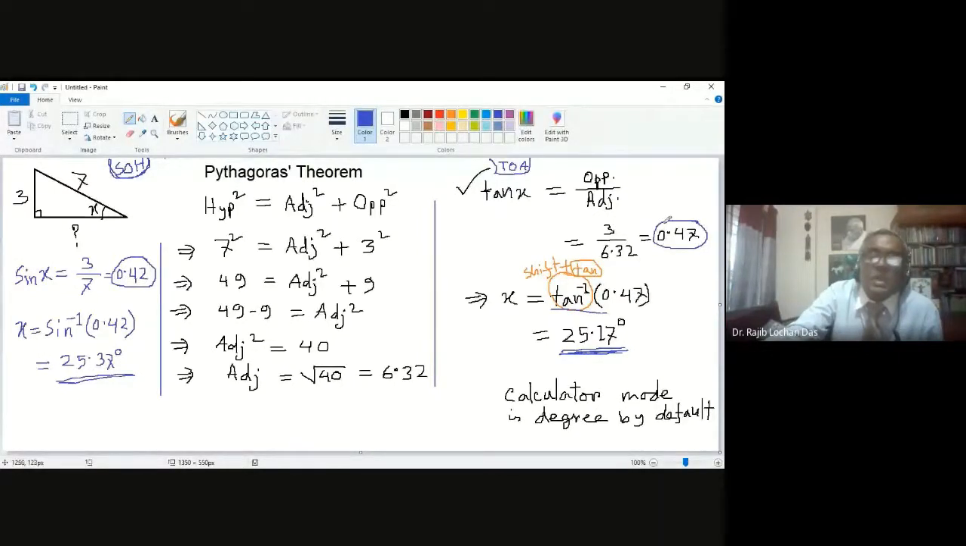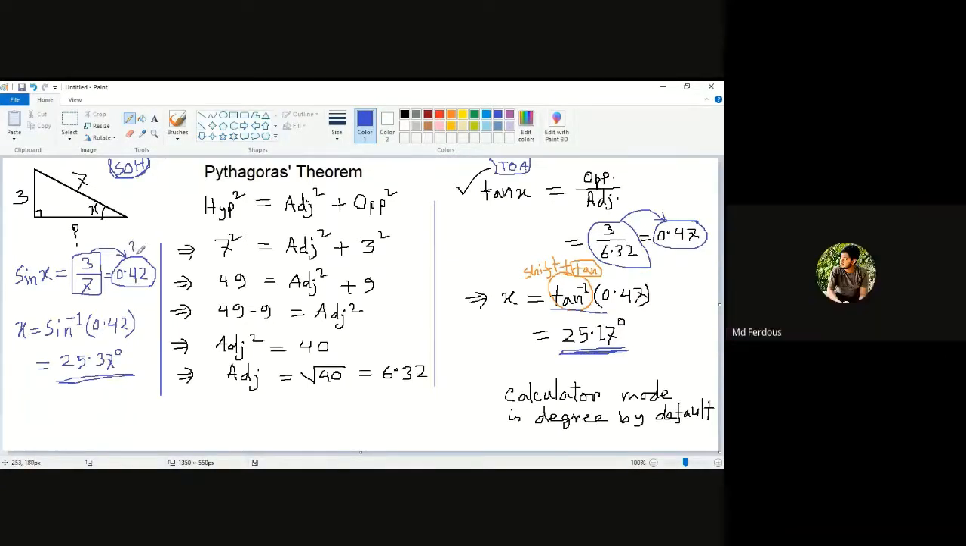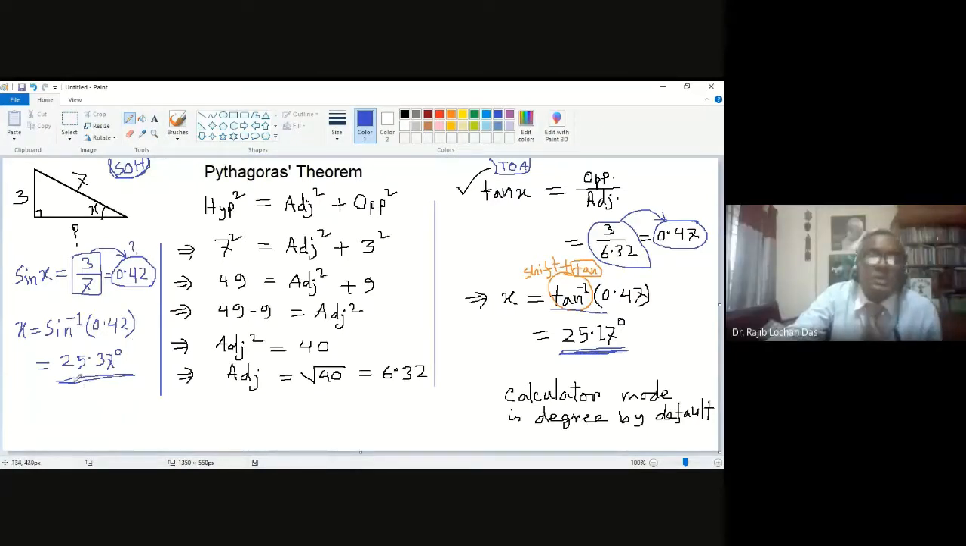The difference is coming from 3 by 6.32. Is this the correct answer? Is 0.47 the most correct answer? Maybe not. Maybe there are more digits after the point. What is 3 by 7? Is this the 100% correct answer? No, sir. So that is why the difference.